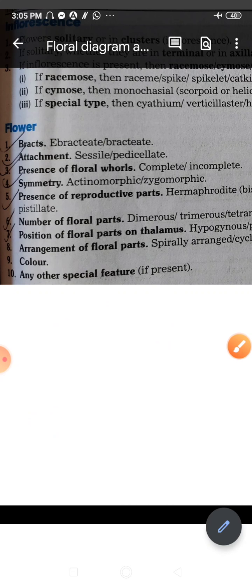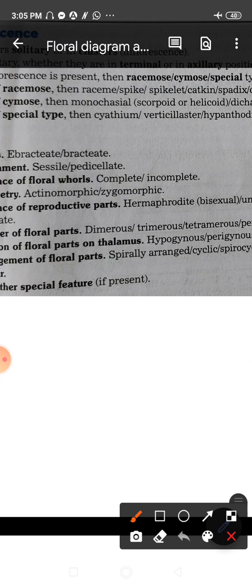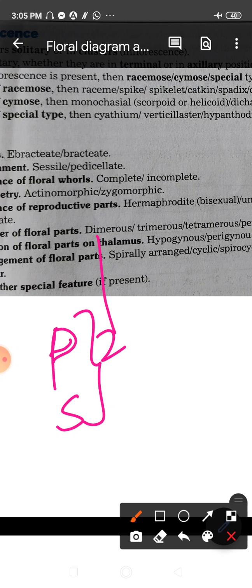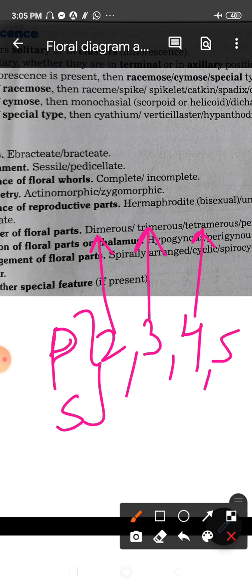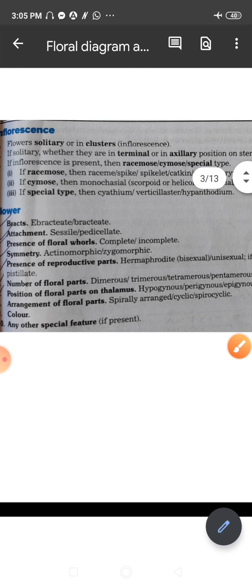Then comes the number of floral parts, right? So when we talked about the number of floral parts, let's say petals and sepals, if they are 2 in number, then they are dimerous. If they are 3 in number, then they are trimerous. If they are 4 in number, then they are tetramerous. If they are 5 in number, then they are pentamerous, and so on, right? So that was about the floral parts.